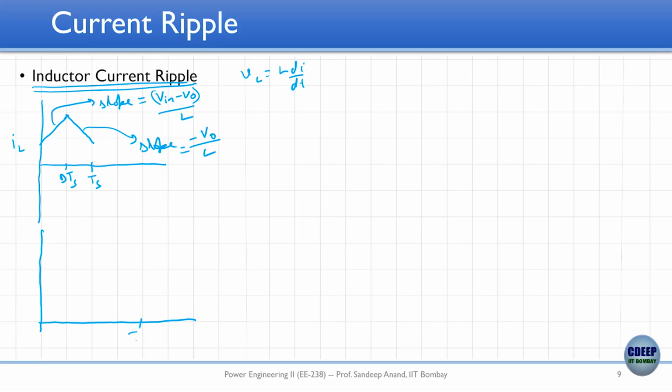Let us say if this is Ts and this is dTs, this is how it would look like, right. Here this slope would be much more, this slope would be much smaller, and you can do the math. You assume d equal to 1 by 4 and go back and try to find out VO and then try to see the slopes. You would see the positive slope, which is V in minus VO, would now be much more than the negative slope, which is just minus VO.